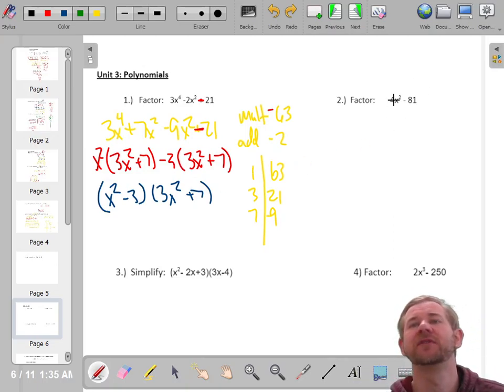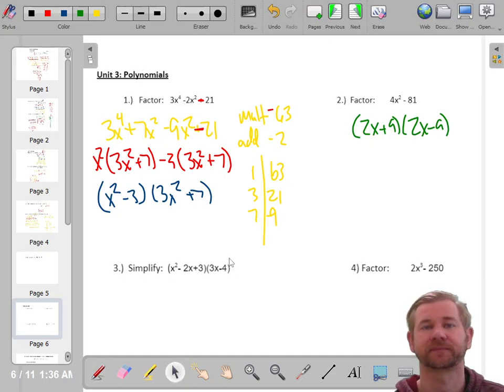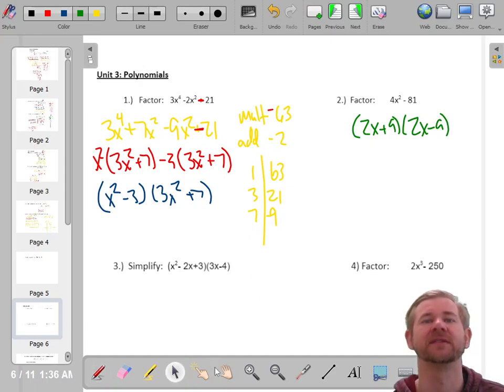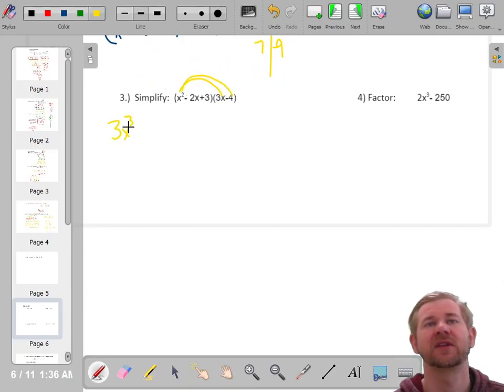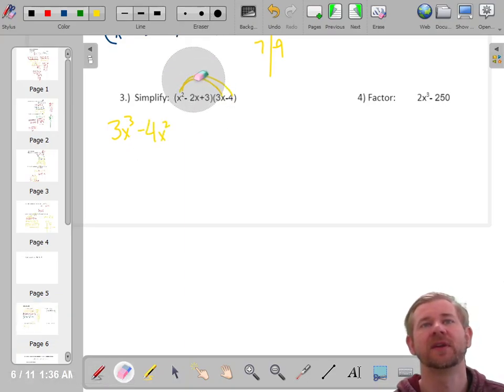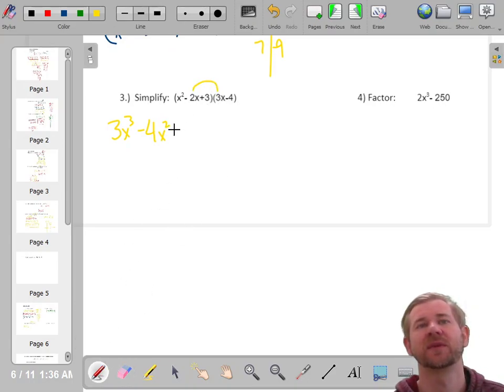Second one, factor. These are both perfect squares, so it's a difference of squares: 2x plus 9, 2x minus 9. That's it. You should recognize those. Simplify means to expand out, so I'm going to just distribute. 3x cubed, negative times positive is -4x squared. And I'll do the same thing with the -2x. -2 times +3 is -6.